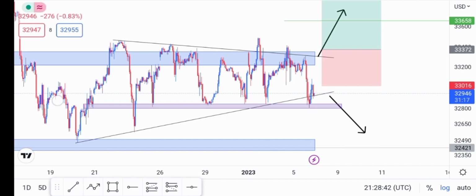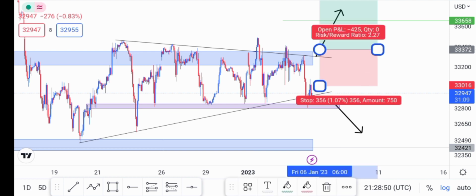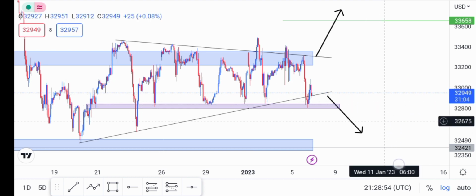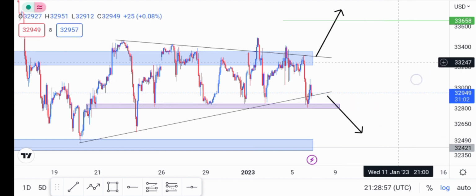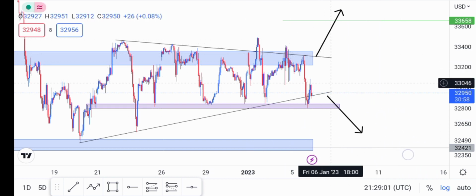This is what you have. So we could have two sides, two directions. So it will be determined if the market breaks out on to the lower side, we are selling, and if it breaks out to the upper side, we are buying. So for now, we are still inside this triangle.